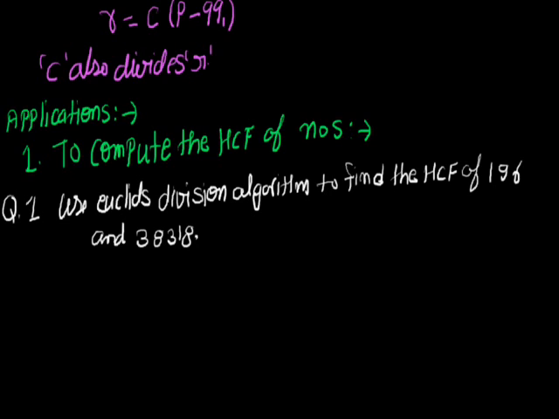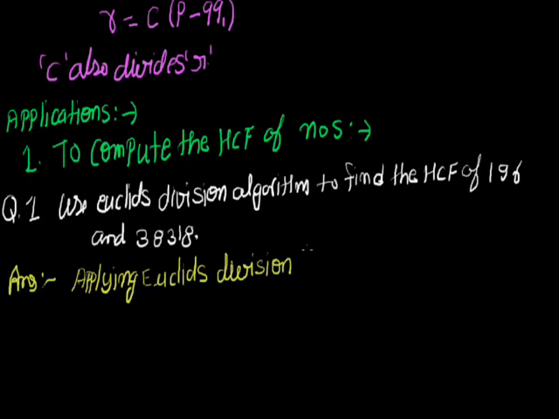Okay, now we come to the solution of this question. How will we solve this question? Here we will apply the Euclid division lemma to 196 and 38,318. Since 38,318 is greater than 196, we will divide 38,318 by 196, applying Euclid's division lemma.